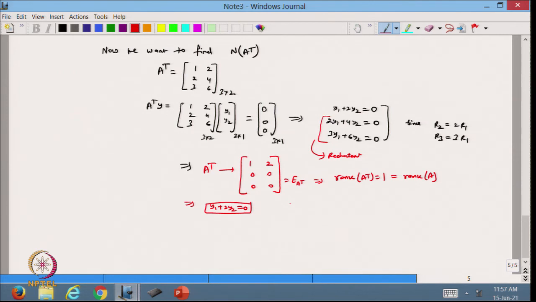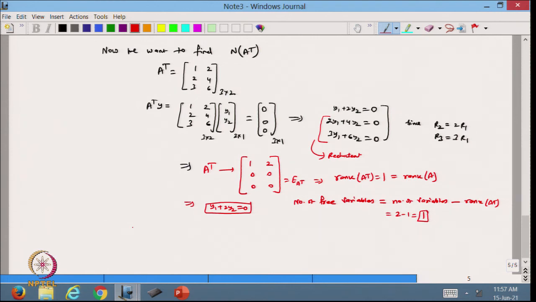Now, because we are dealing with two elements, y belongs to R2, so y1 y2, and the rank is only 1. So, from here I can say that the number of free variables is equal to the number of variables minus the rank. So, it is 2 minus 1, that is 1. So, one free variable is needed.